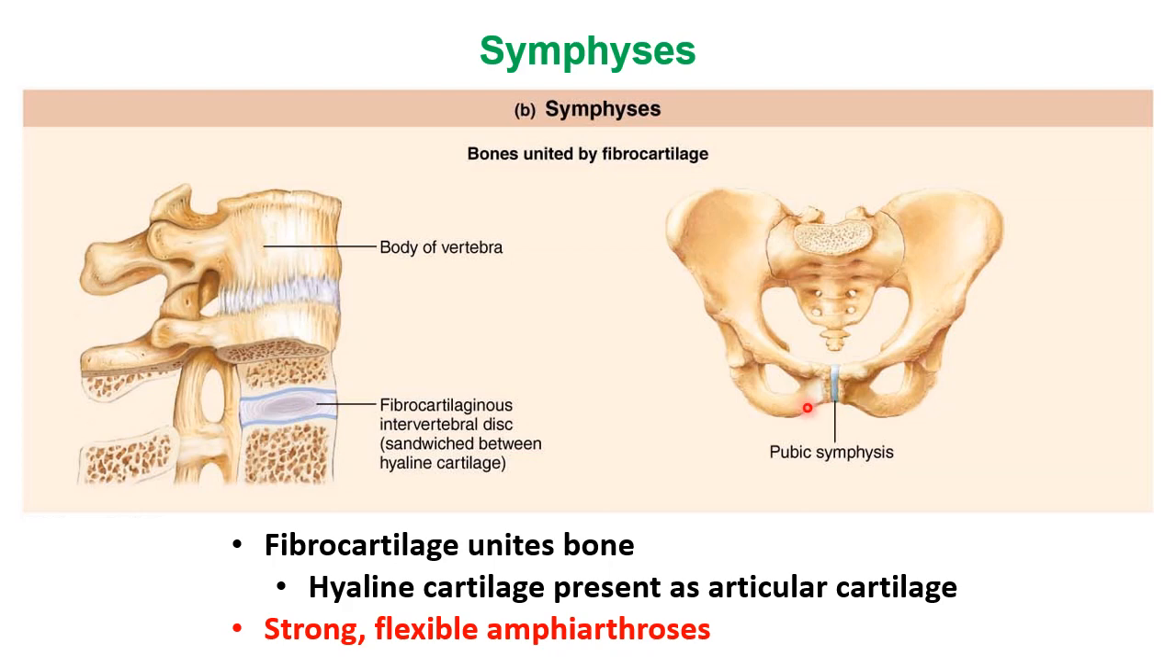So you find this type of symphysis at the vertebral discs, and also at the fusion of the pubic bones. This is called the pubic symphysis. Now, does this joint move or not? Well, it depends. In men, it really doesn't move because it doesn't have to. But in women, during childbirth and pregnancy, the joint has a little bit of movement to accommodate childbirth. So those are very strong, a little bit more flexible amphiarthrosis joints.